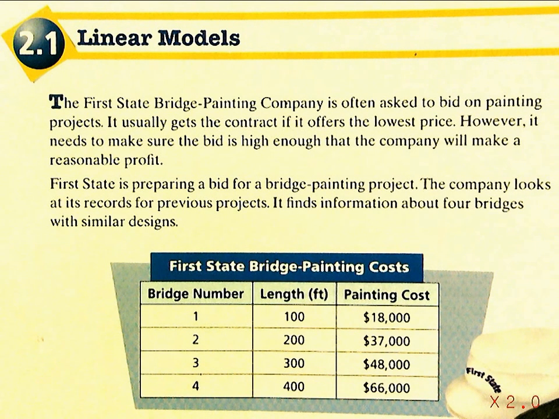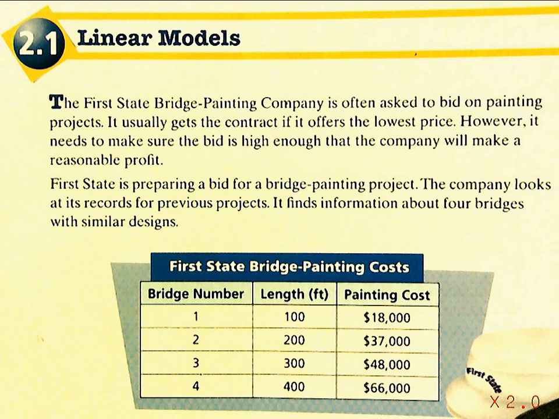So today we're looking at Thinking with Math Models Investigation 2, Problem 2.1, and we're looking at linear models. Now, in some cases, linear models are nice and easy to figure out because the numbers go up by equal amounts. In other cases, like in this one, for the First State Bridge Painting Company, who bids on painting projects, they need to make a bid that's high enough that a company will make a reasonable profit.